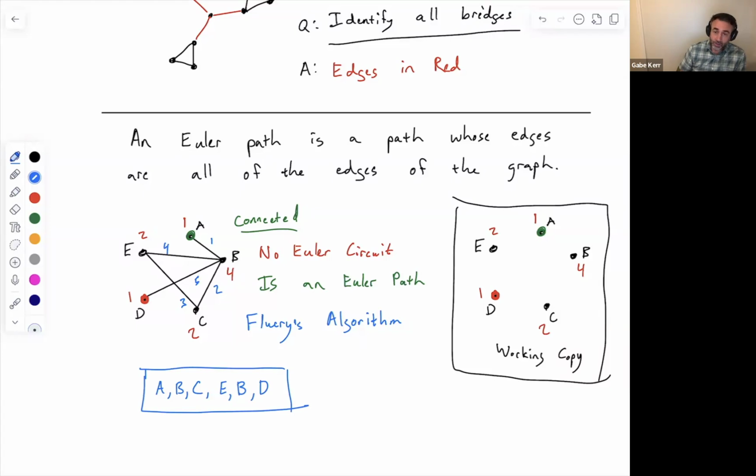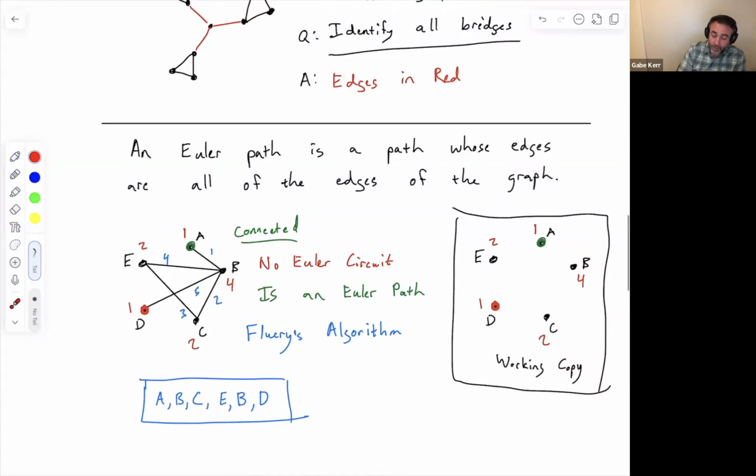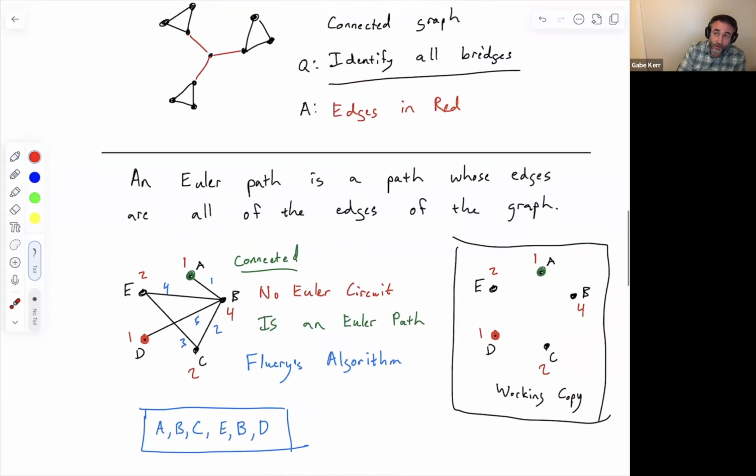Now, if I was looking for a circuit, well, as we saw a second ago, because of Euler's theorem, not all of the vertices are even. Therefore, there is no Euler circuit. So that's not something worth looking for if you know that it doesn't exist. However, if all of the vertices are even, then Fleury's algorithm also applies. You basically just need to use this algorithm that we just used and choose a starting point. That's basically it. But again, you need to assume that it's connected and that all of the vertices are even.